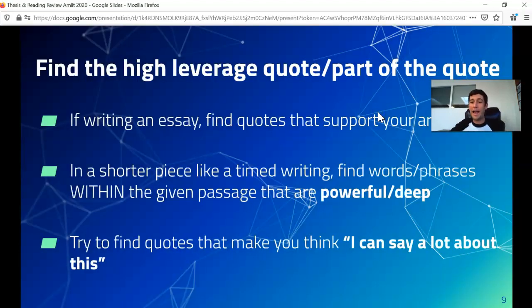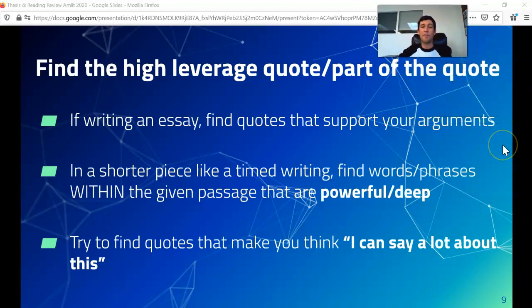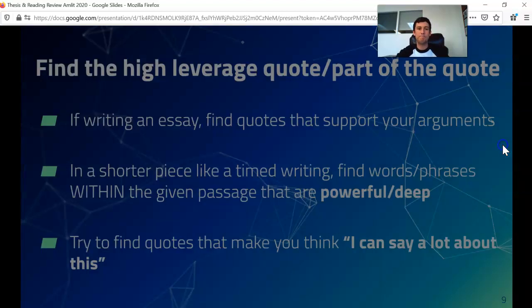So first, to find the high leverage or high impact part of that quote, if you're writing an essay, you want to find a variety of quotes that support your arguments. In a shorter piece like a timed writing, you want to find words or phrases within that given passage that are really powerful or deep. Again, that pop off that page, that make you say, oh wow, that's something really purposeful and really unique that this author did. And try to find quotes that make you as the writer think, okay, I can say a lot about this. I can write a couple sentences about this sentence or about these words.